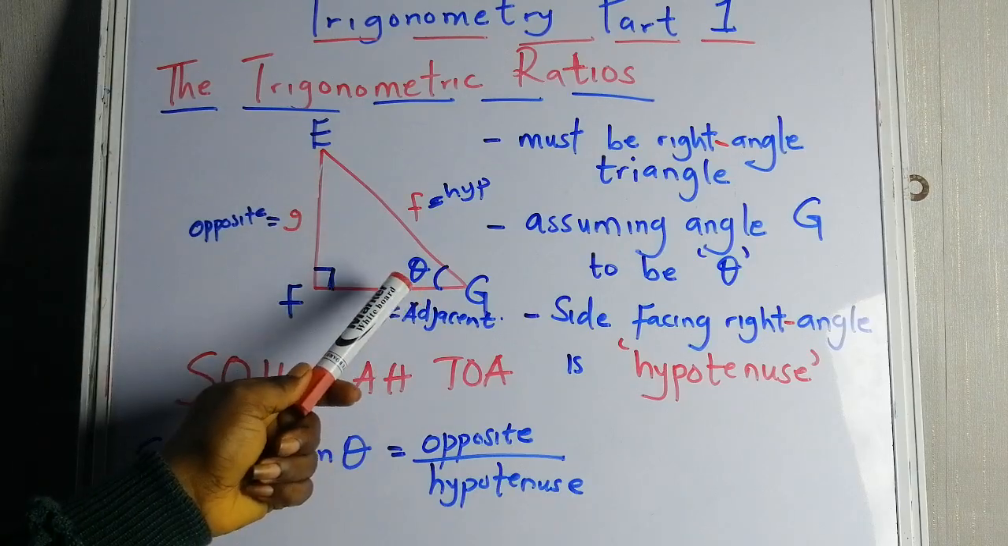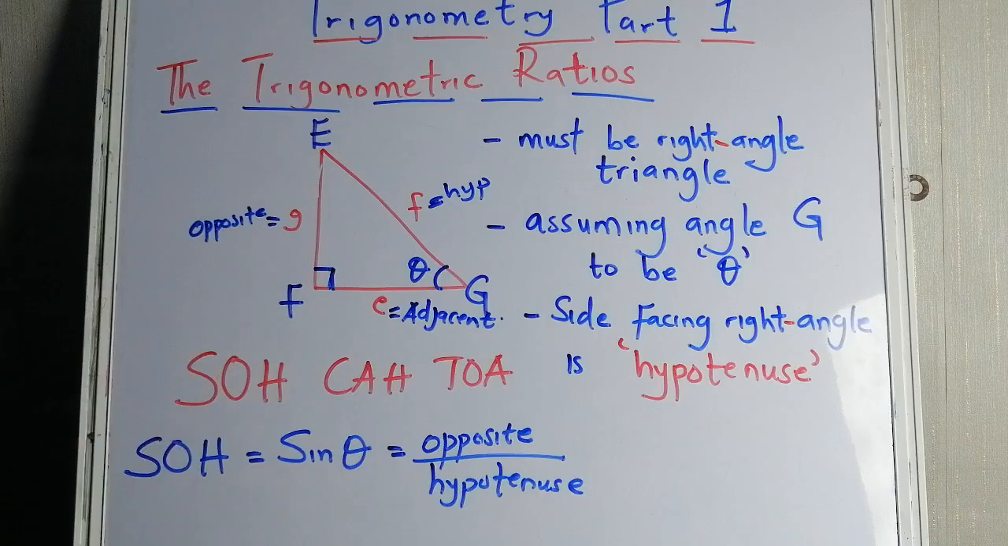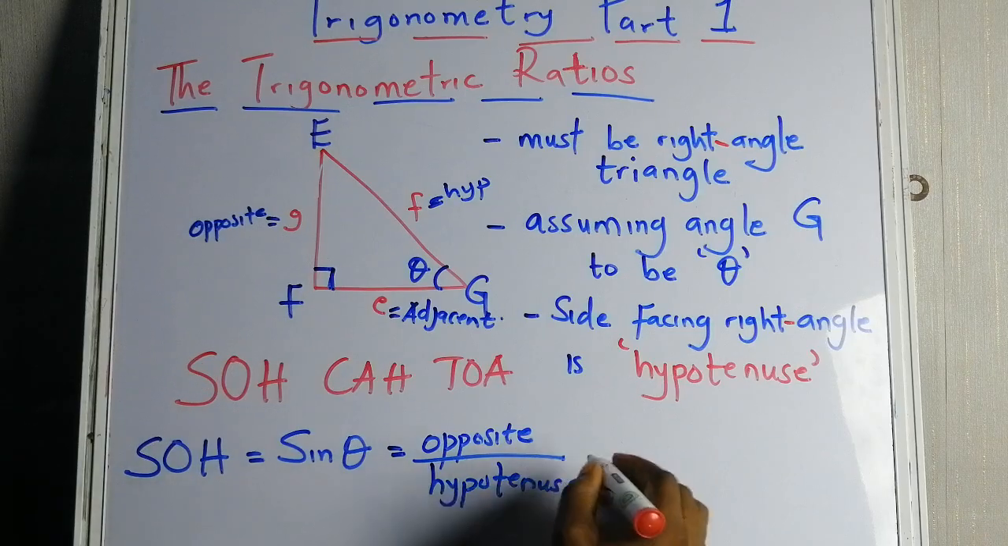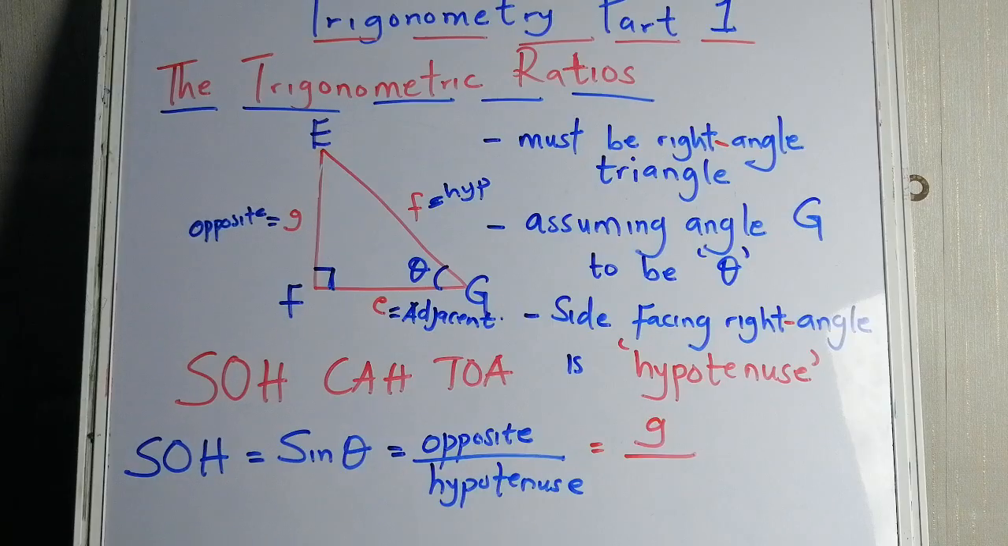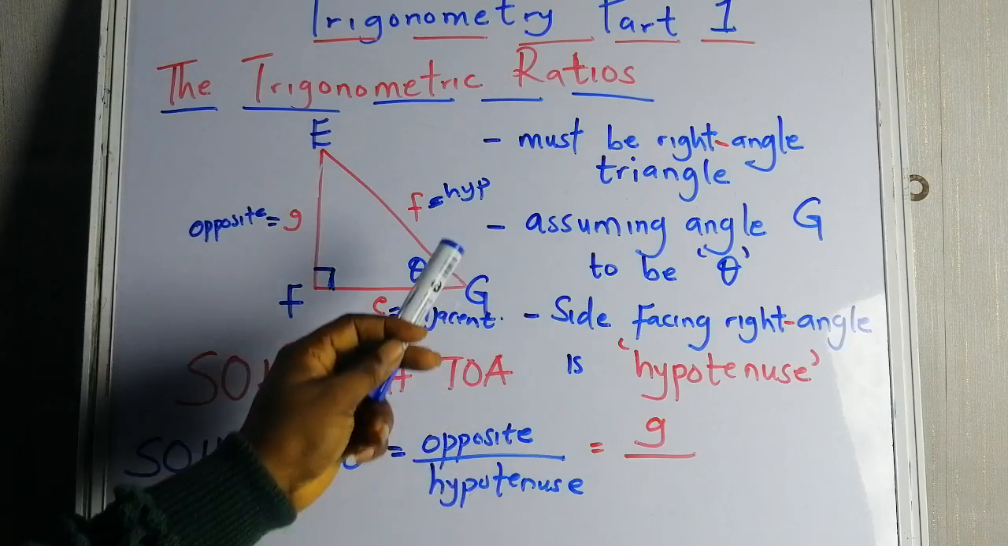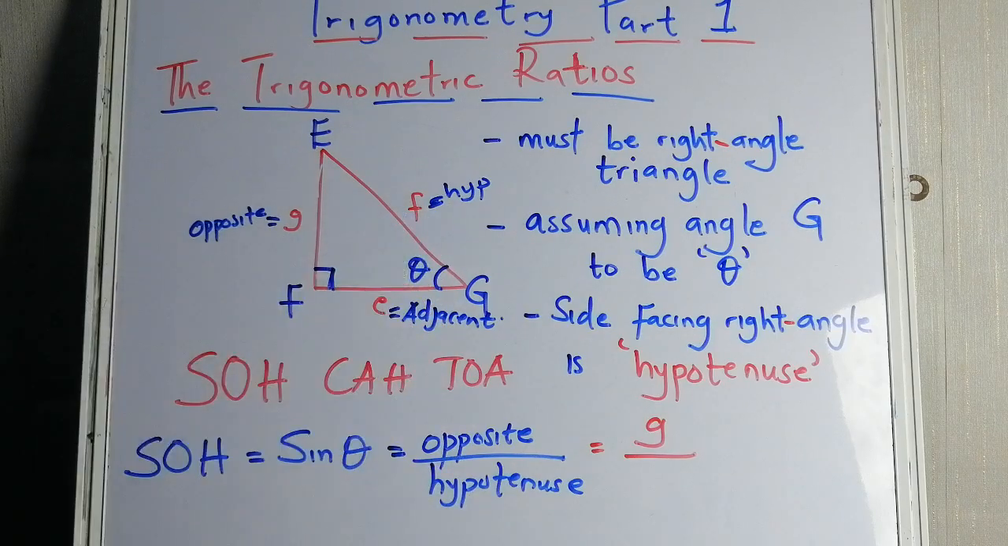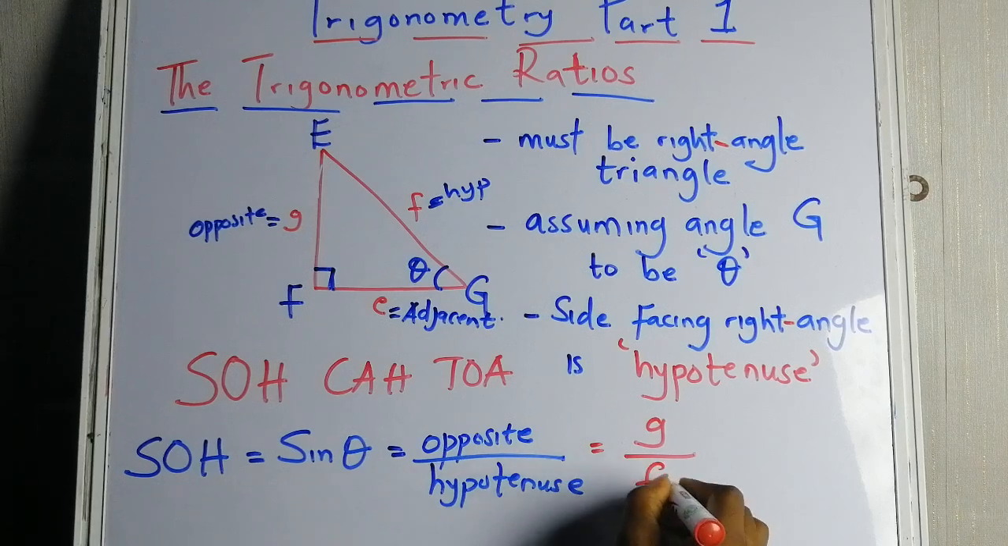So from here now, look at the right angle triangle that was drawn above. Where's my opposite? This is my opposite, and it's represented by what? G. So this one is G over. Where's my hypotenuse? This is my hypotenuse. It's represented by what? F. It's as simple as that.